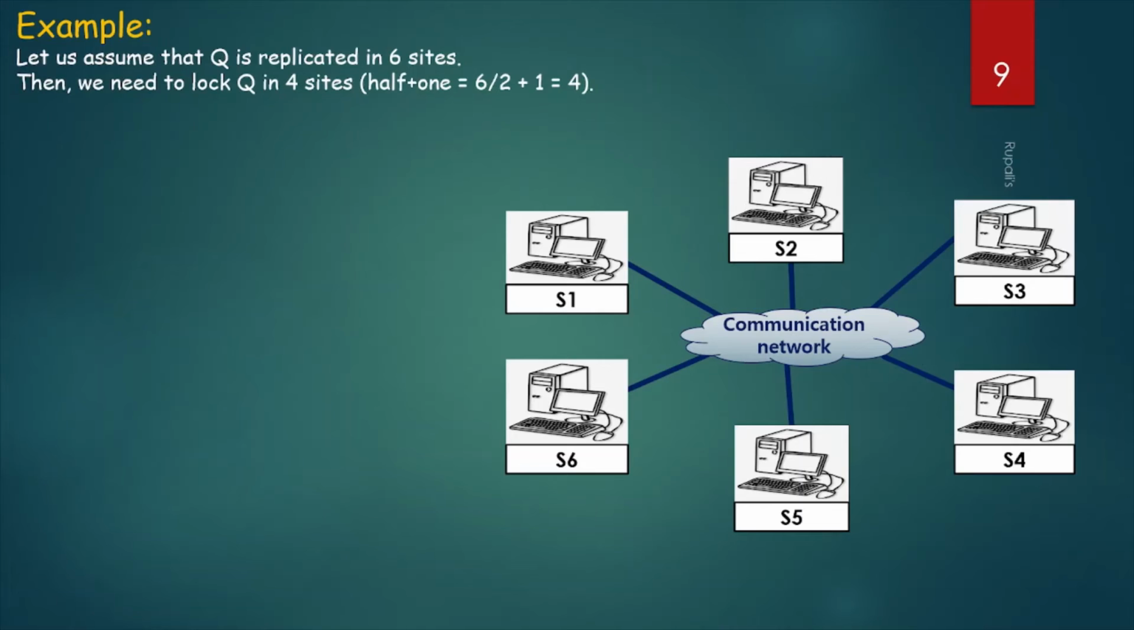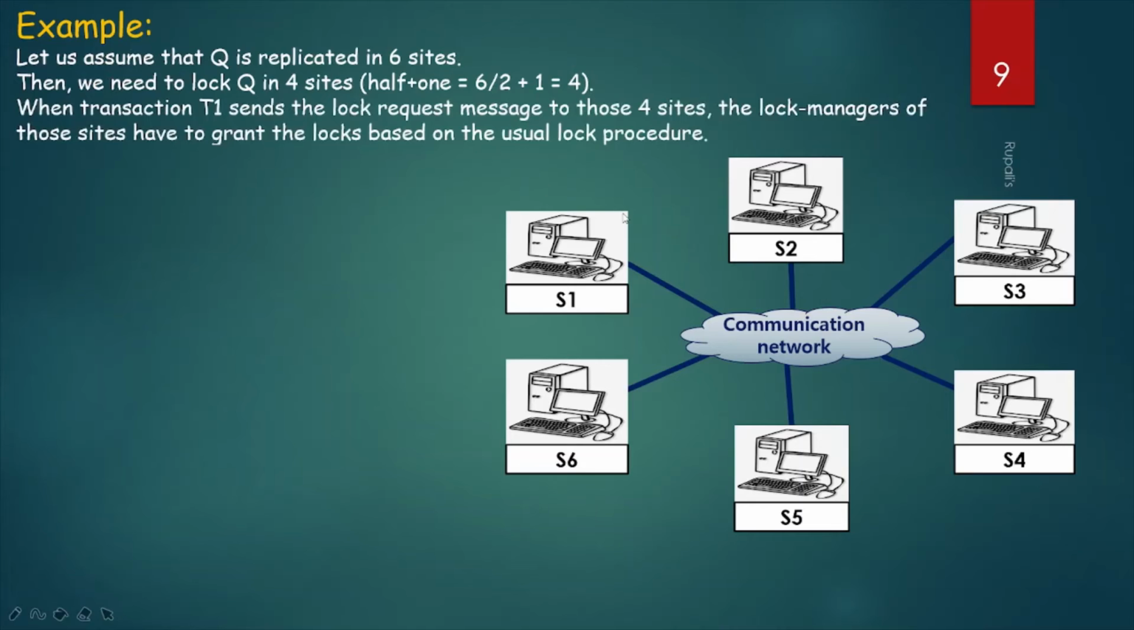Then we need to lock Q in 4 sites. Why? Because half of 6 is 3, and 3 plus 1 means 4. So we need to lock Q in 4 sites. When transaction T1 sends the lock request message to those 4 sites, the lock managers of those sites have to grant the lock based on the usual lock procedure. So at least 4 sites should grant the lock. Otherwise, it will not work. Now see how the majority based protocol works.